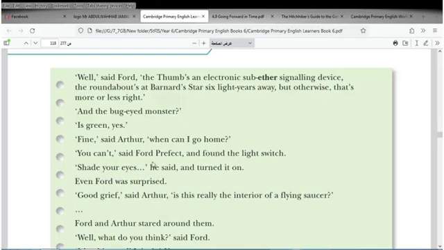"Shade your eyes," he said, and turned it on. Even Ford was surprised. "Good grief," said Arthur. "Is this really the interior of a flying saucer?"